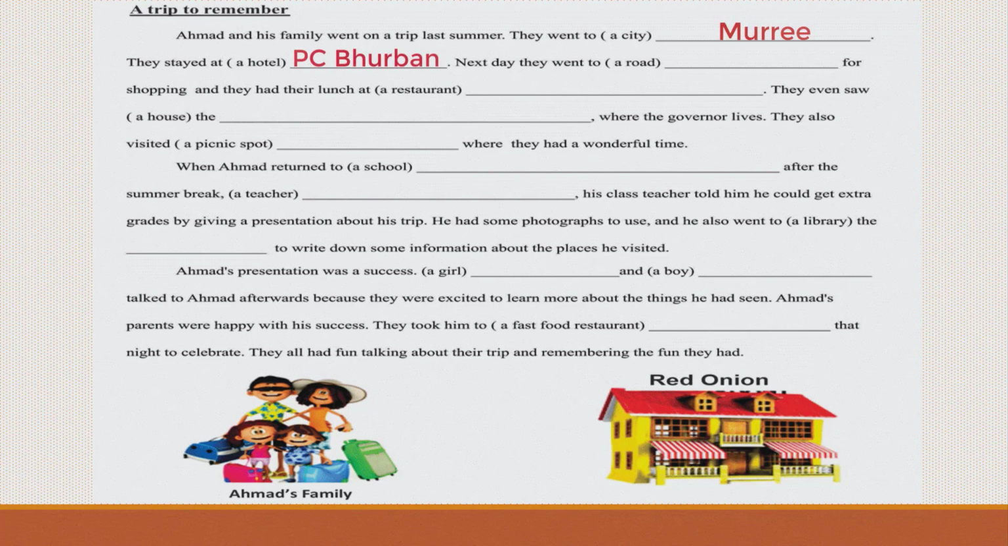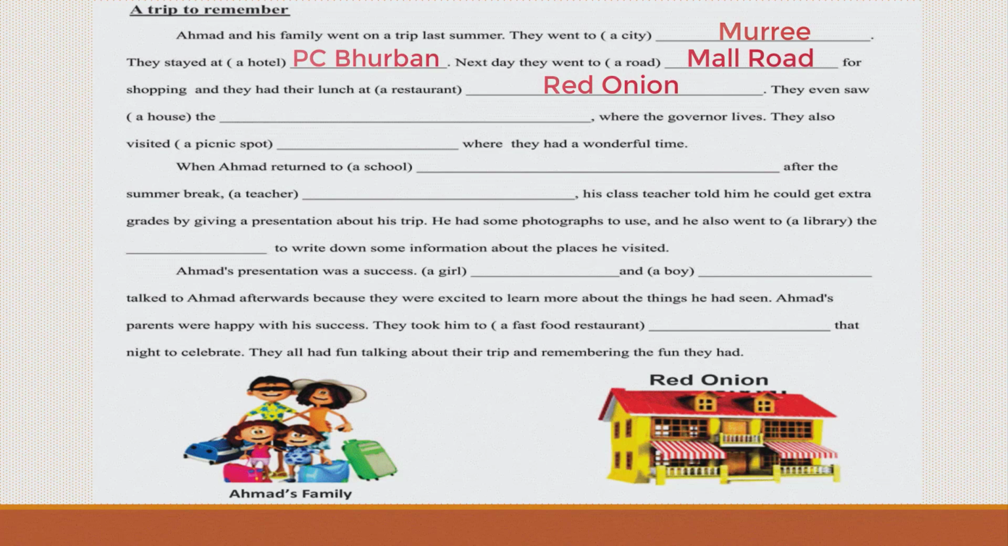Next day they went to a road. Now road is a common noun, right? Which road? The name of the road is going to be proper. So we are going to write Mall Road over here because the road name given in the box above was Mall Road. So Mall Road, capital M and capital R. For shopping, and they had their lunch at a restaurant. Now restaurant, again a common noun. Which restaurant? Red Onion. So Red Onion is going to be written with a capital R and a capital O. Full stop.